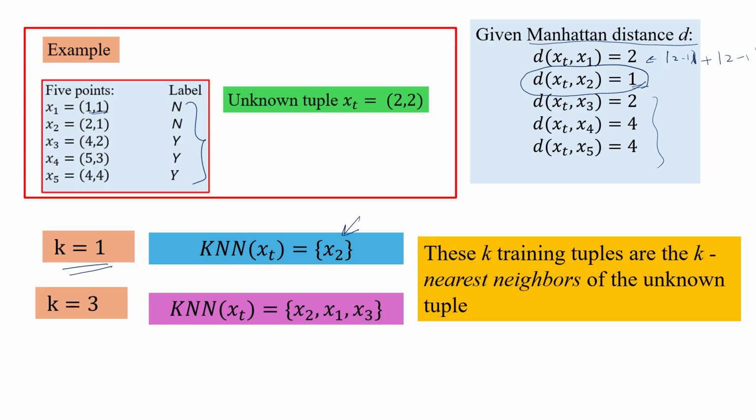For k equals 3, we look at the distances in ascending order. We have distance 1, x2, which we have taken. Then the next higher distance is 2, which is of x1, so we include x1. And again, the distance 2 we also obtain from training tuple x3. So the k nearest neighbors for k equals 1 and k equals 3 we have found.